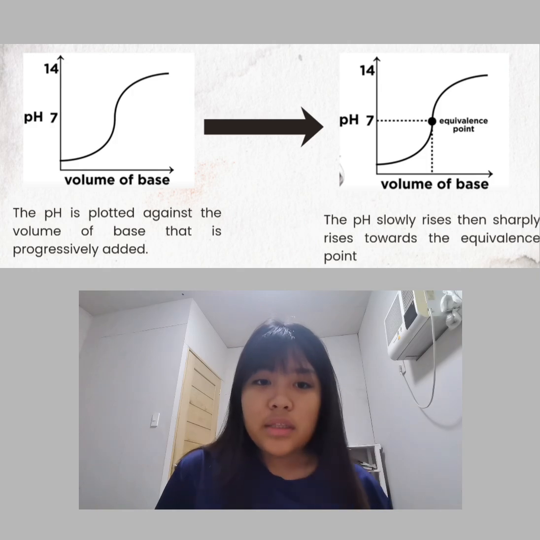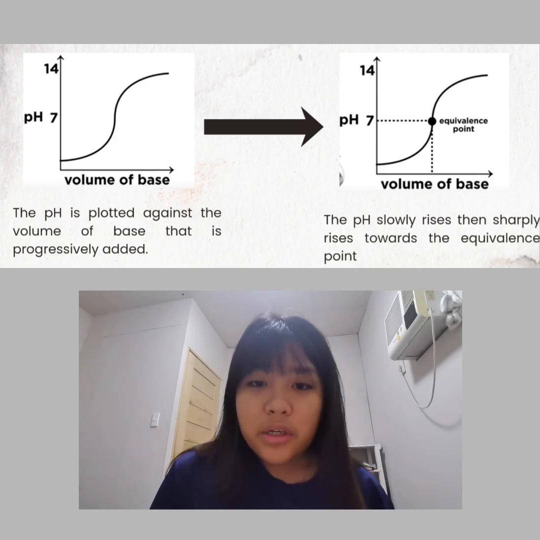In this picture, the pH is plotted against the volume of base that is progressively added. After that, the pH slowly rises, then sharply rises towards the equivalence point.